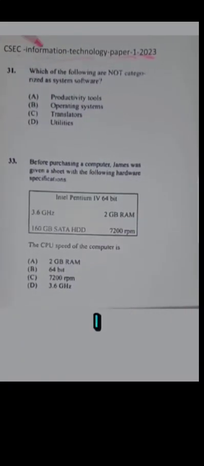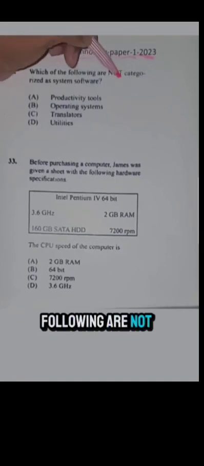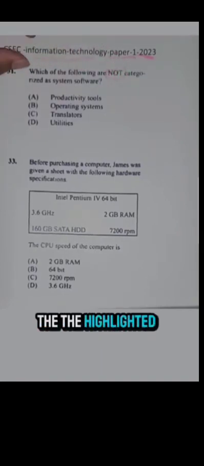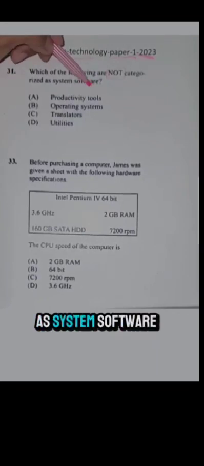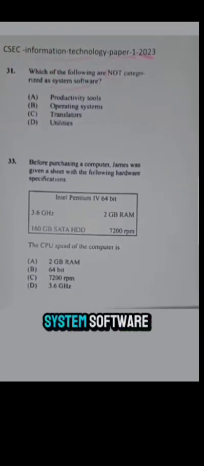For IT CSEC. So the question reads 31. Which of the following are not, again they highlighted, are not categorized as system software? So what is system software?